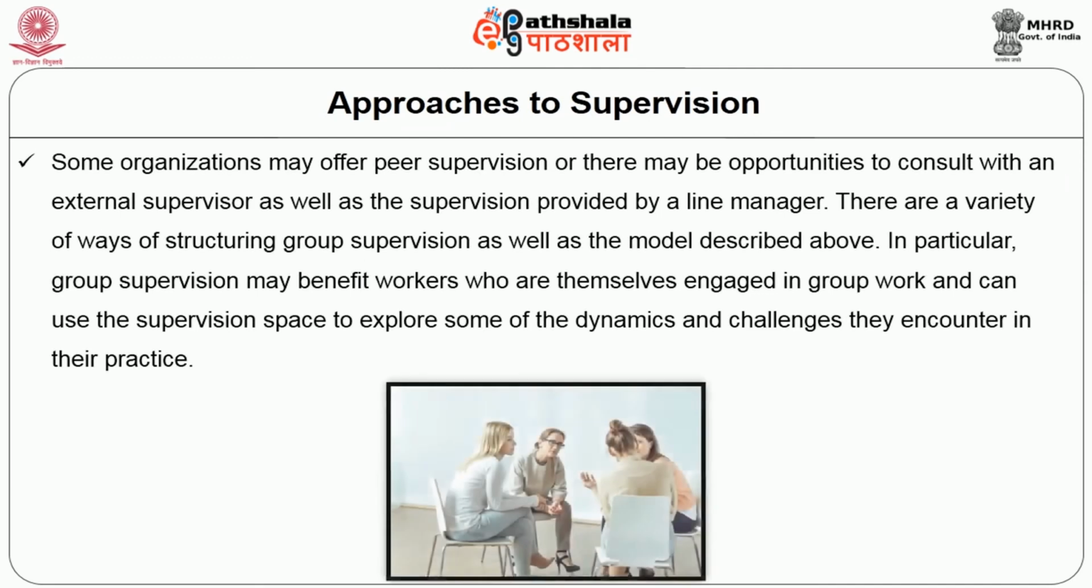In that situation, workers will receive one-to-one supervision but not always with the same supervisor. Some organizations may offer peer supervision, or there may be opportunities to consult with an external supervisor as well as the supervision provided by a line manager. There are a variety of ways of structuring group supervision as well as the model described above. In particular, group supervision may benefit workers who are themselves engaged in group work and can use the supervision space to explore some of the dynamics and challenges they encounter in their practice.